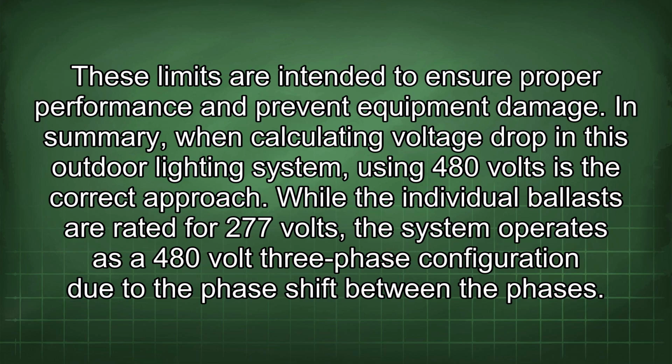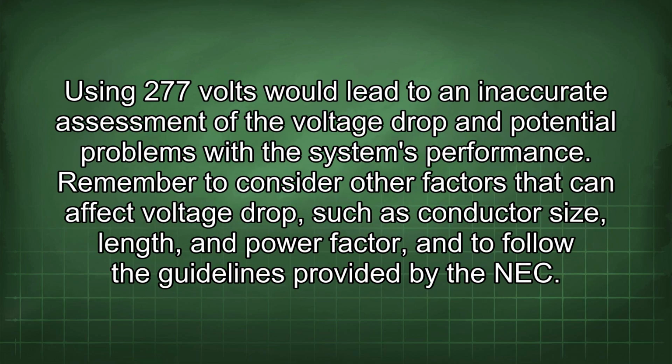In summary, when calculating voltage drop in this outdoor lighting system, using 480 volts is the correct approach. While the individual ballasts are rated for 277 volts, the system operates as a 480 volt three-phase configuration due to the phase shift between the phases. Using 277 volts would lead to an inaccurate assessment of the voltage drop and potential problems with the system's performance.